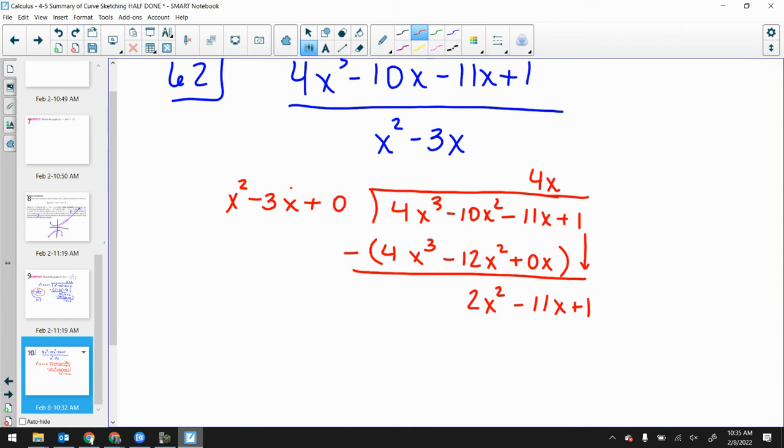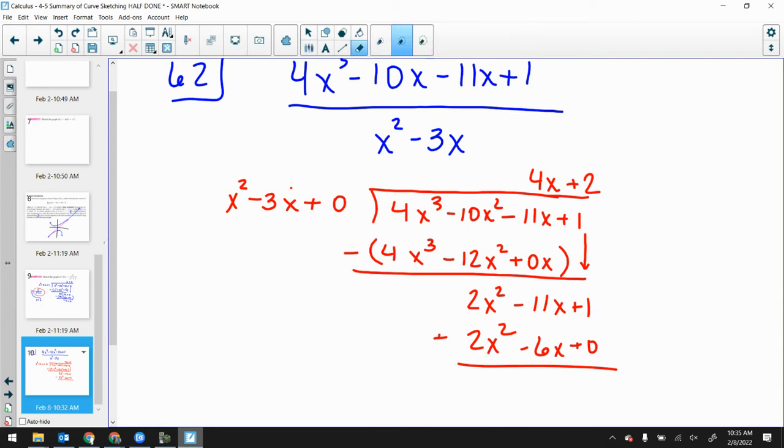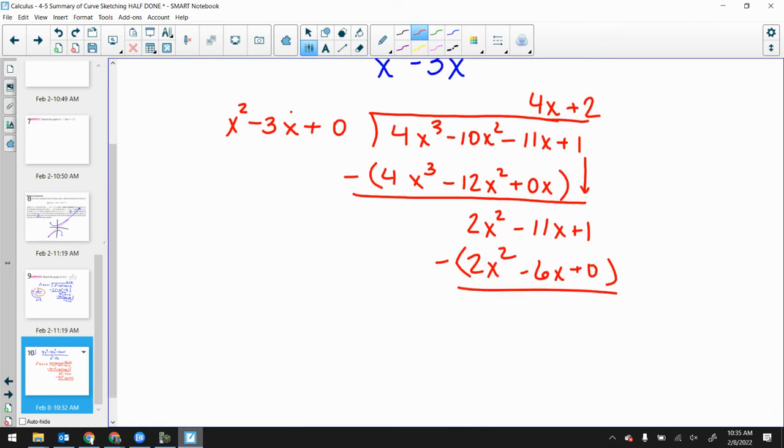Now I keep going. How do I make x squared look like 2x squared? Multiply by 2. 2 times x squared is 2x squared. 2 times negative 3x is negative 6x. 2 times 0 is 0. Oops, that's not a plus, that's a minus sign. And now we subtract down. 2x squared minus 2x squared cancels. Negative 11x minus a negative 6x. Now be careful, you're negative 11 minus a negative. That's a plus again. Negative 11 plus 6 is negative 5x, and then plus 1.